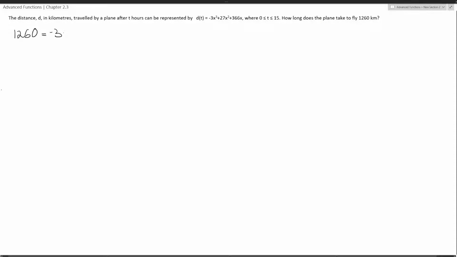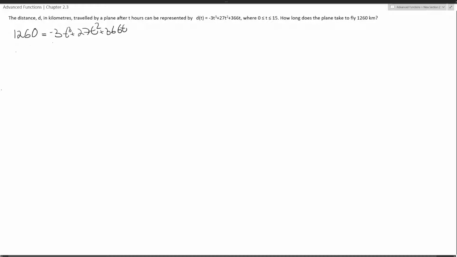1,260 kilometers is equal to 3x to the power of 3. Also, I've noticed just now there should be a t. See, this question wasn't perfect. If you noticed that, then congratulations. So let's write the t plus 27t squared plus 3600t. Okay, we have an equation.